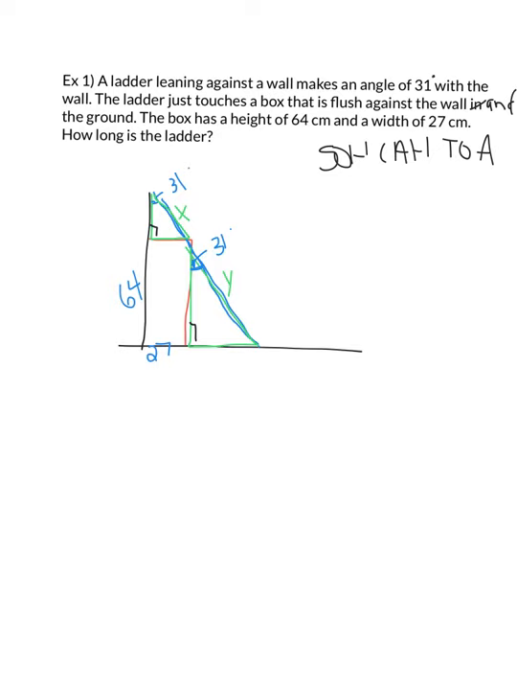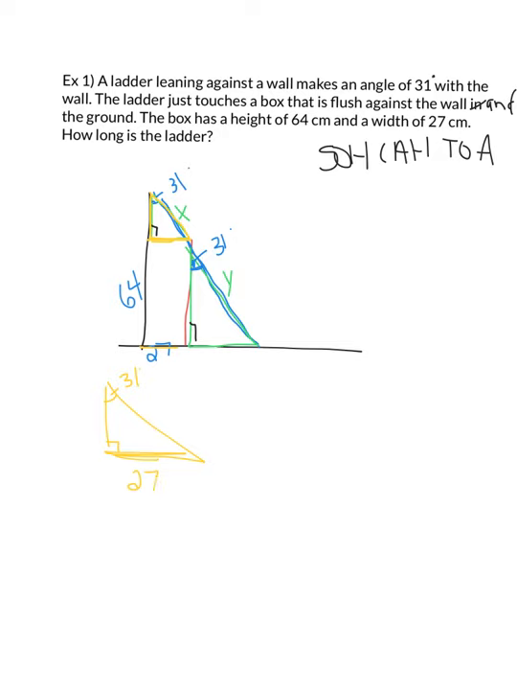It doesn't matter, but I'm going to solve for x first. If you choose to solve for y first, that's okay too. So what I'm going to do basically in yellow here is redraw this top triangle and throw in any information that I know. I know it's a right triangle. I know that the angle up here is 31 degrees. I also know that the bottom is 27 centimeters long because that's how wide my box is.